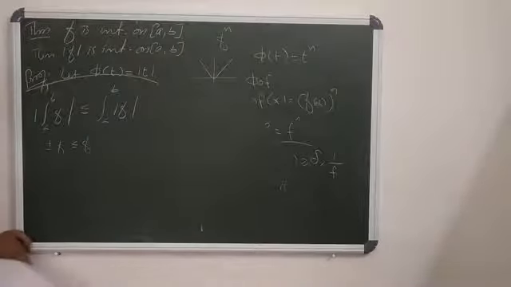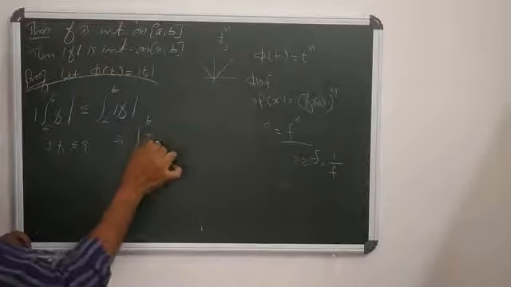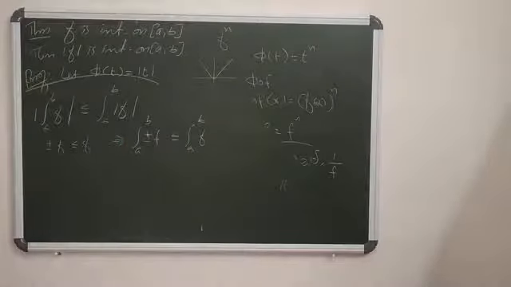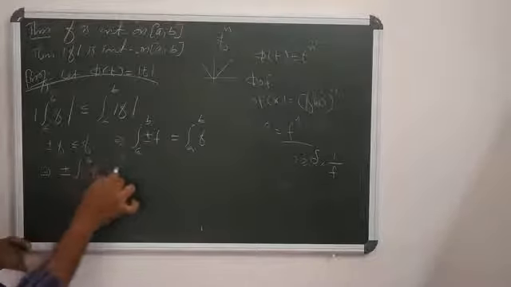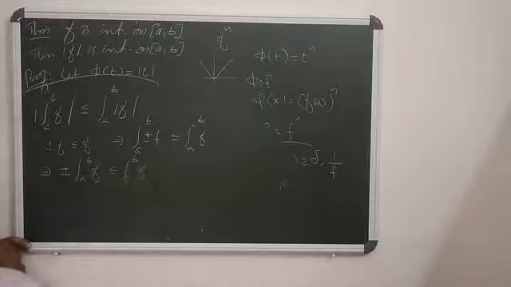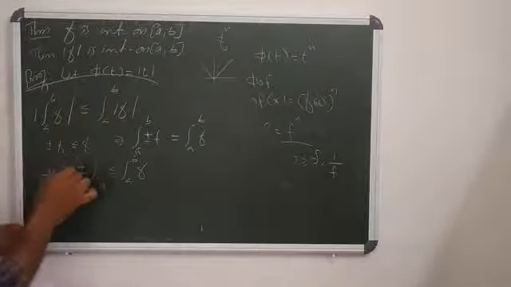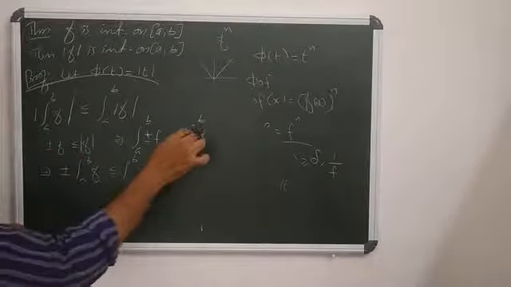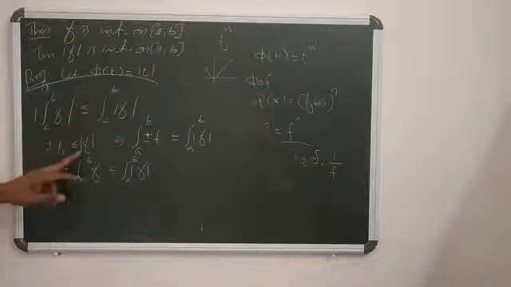So that means integral a to b of plus or minus f is less than or equal to integral a to b of mod f. Clear? Integrating on both sides from a to b. Sure? So this means plus or minus integral a to b f is less than or equal to integral a to b mod f. Moreover, plus or minus f is less than or equal to mod f.